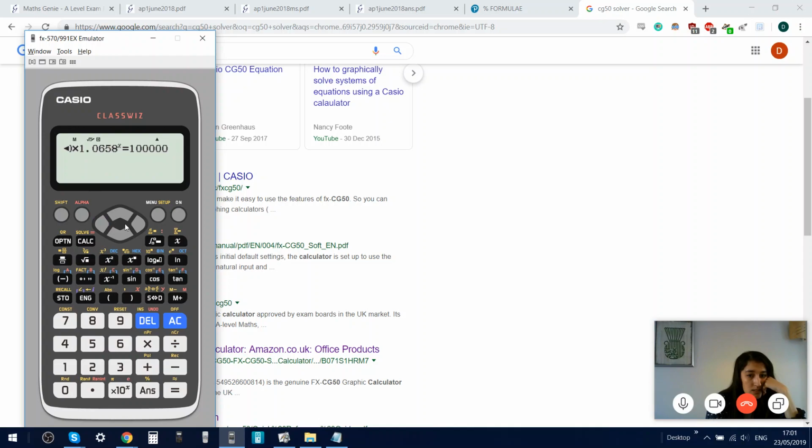I literally just put it in. So I just put in it's equal to 100,000 and then just shift solve. 24,800 times 1.0658 to the power of, and then you put x, equal to 100,000. Yeah. And you have a solve. Whoa, wait. I haven't even got an equal button. Oh, yeah, I do. Equal to 100,000. Yeah, no, that did not work. I didn't have a solve button. No, it's a function within run matrix.